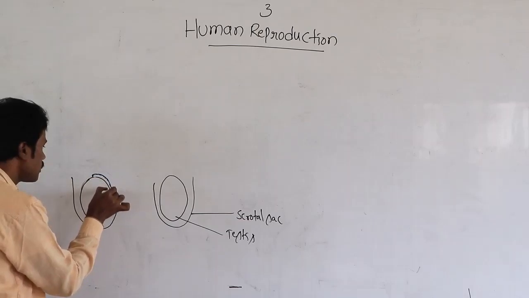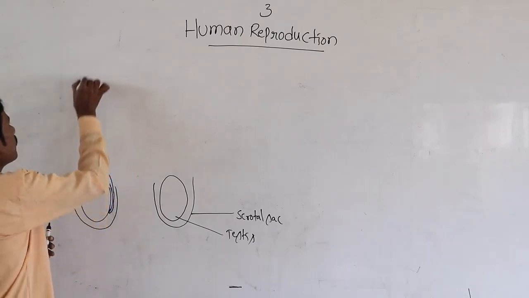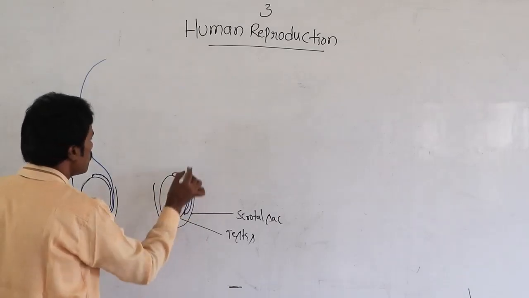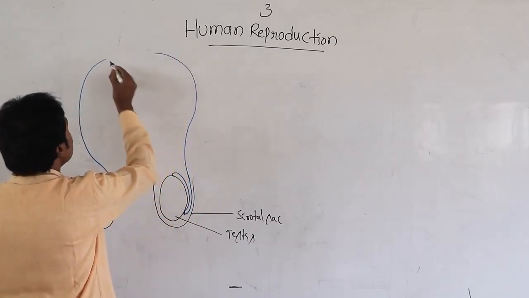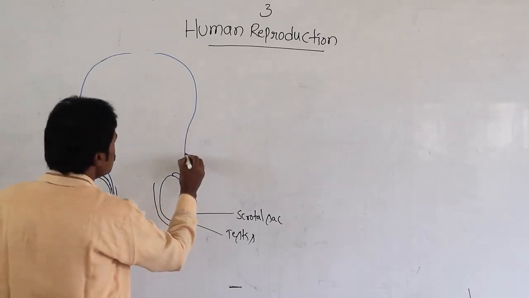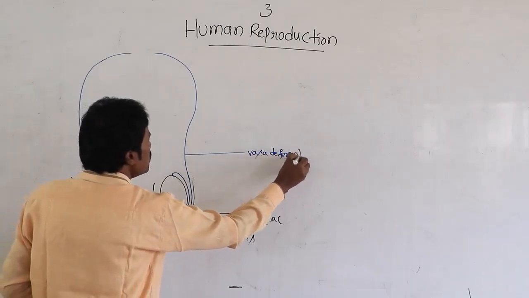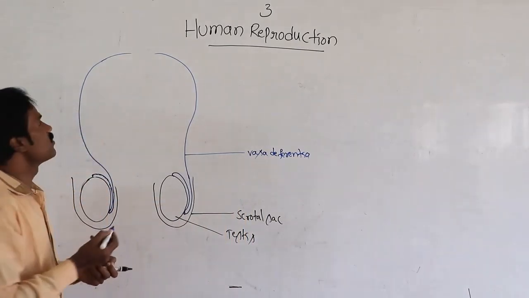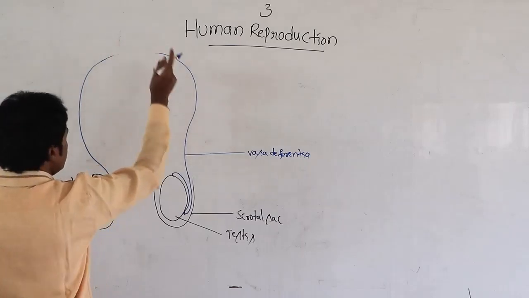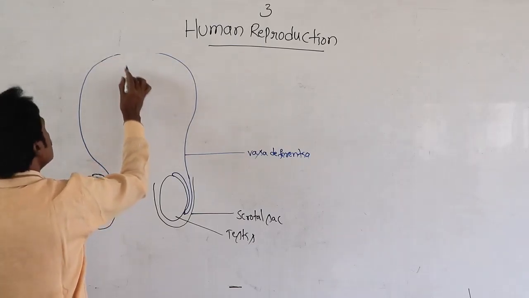This is the accessory duct. This accessory duct we call as vas deferens, or vasa deferentia. In this vas deferens, towards this particular manner, it will be connected with one among these. Here only, draw.